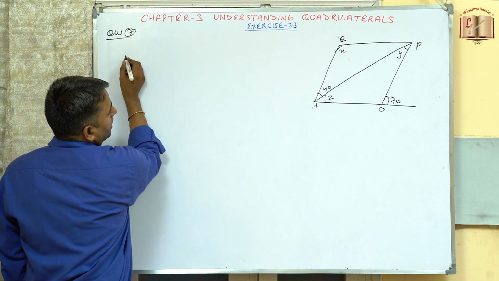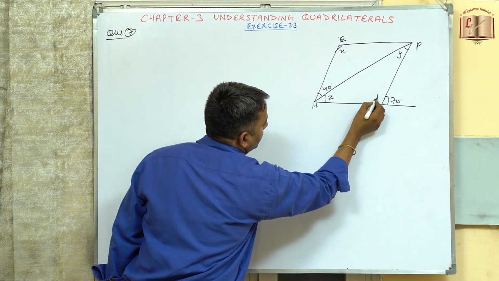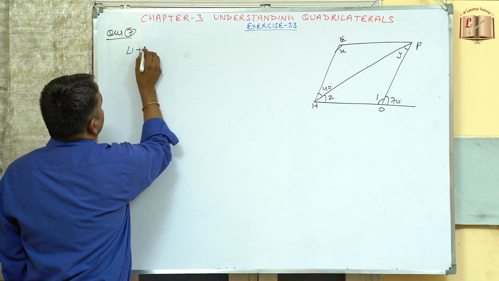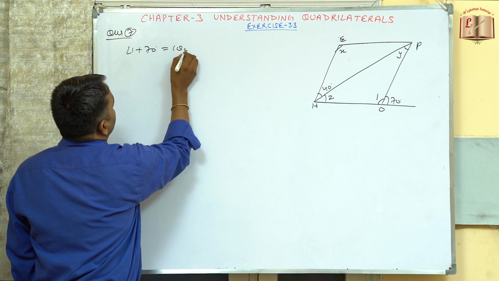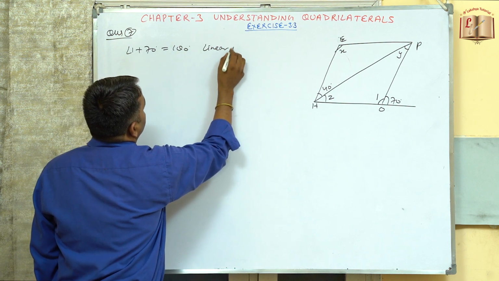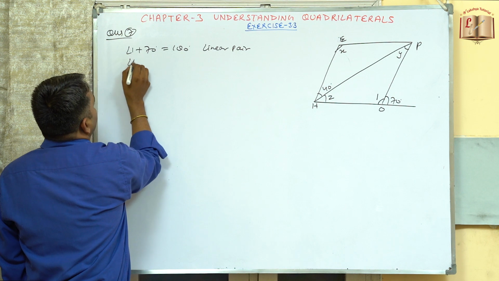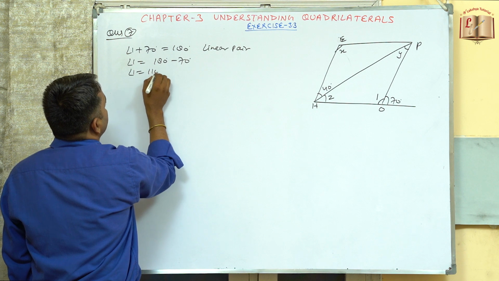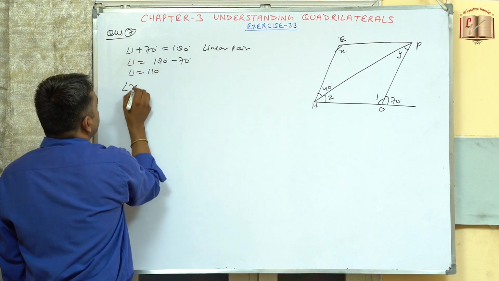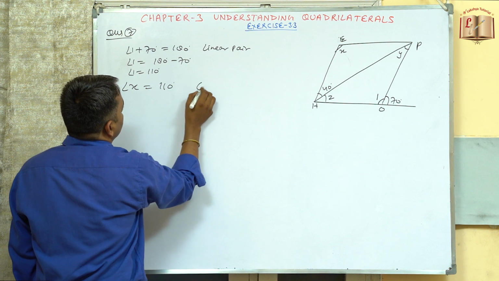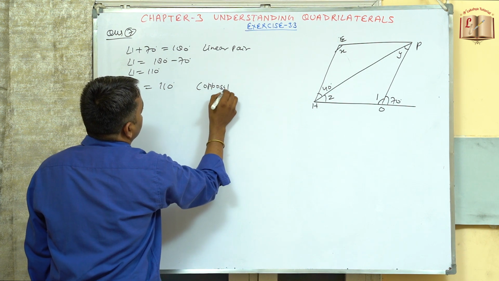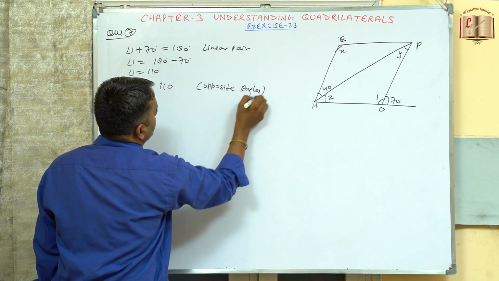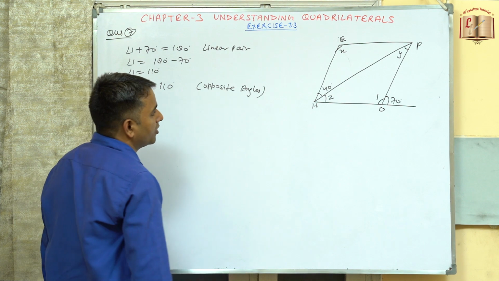So we can find out this angle 1. So angle 1 plus angle 70 degrees will be equal to 180 degrees because of linear pair. So angle 1 will be equal to 180 minus 70. So we got angle 1 as 110 degrees. So angle x will be equal to 110 degrees because these are the opposite angles. Opposite angles are of equal measurement in the case of a parallelogram.